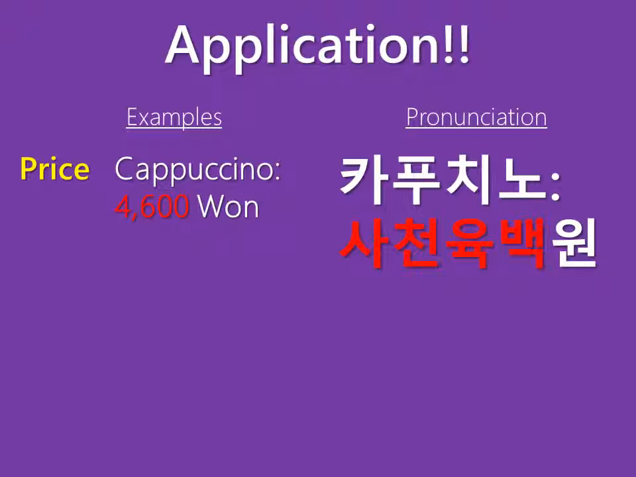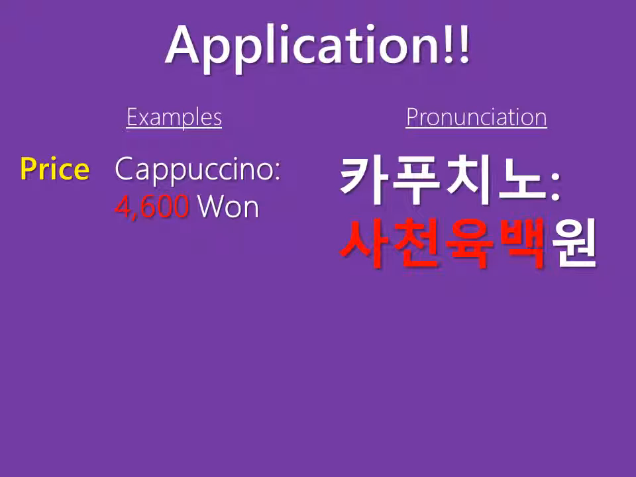So if you look at the right side, it says 카푸치노 4,600원. Okay, 4,600, 600 won.